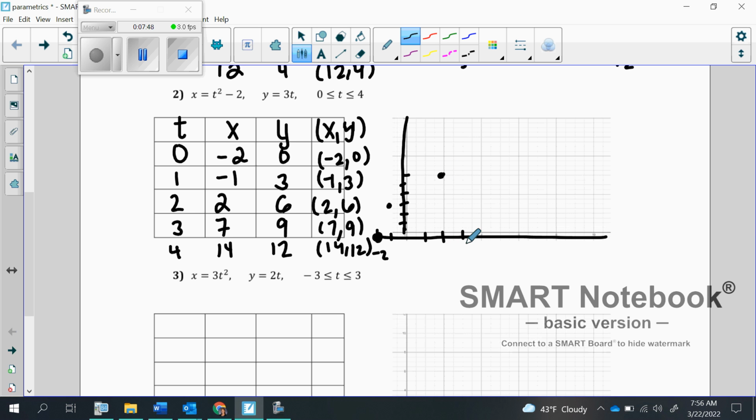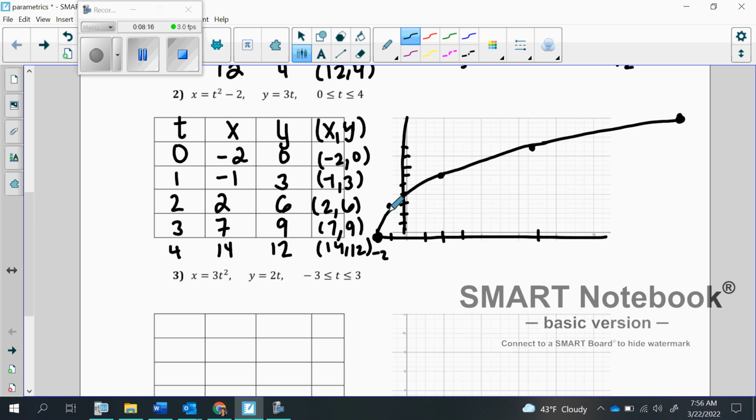Then 7, 9. So we increase a lot there. So it's 2, 4, 6, 7, and then move up to 9: 1, 2, 3, 4, 5, 6, 7, 8, 9. And 14, 12. So it's going to be way up here. Just approximate it. I apologize, the grids I gave you are not that great.